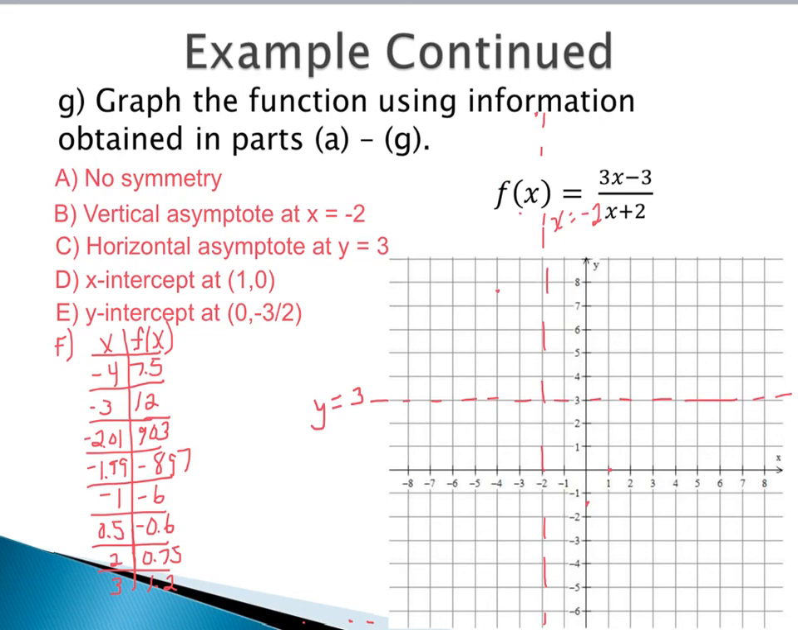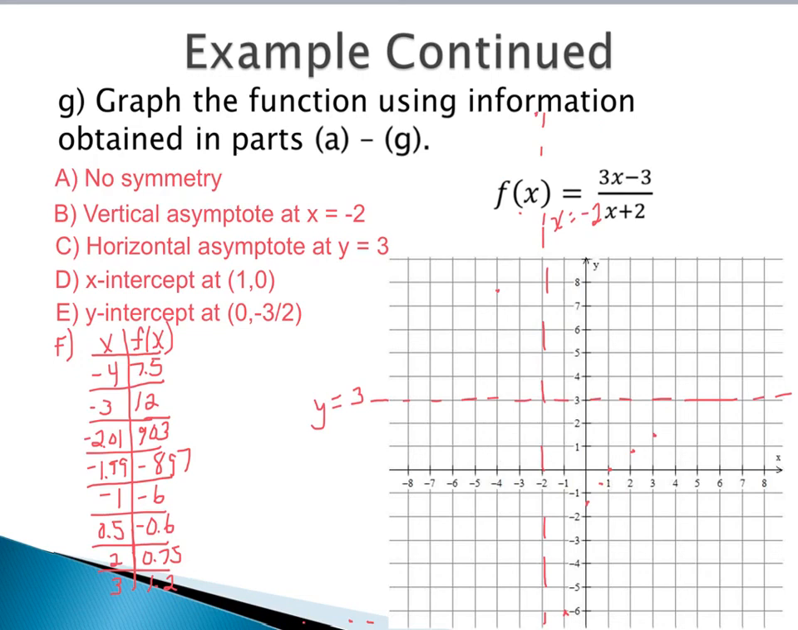Same idea with the -1.99, that's a really small number, so you're going to be way down at the bottom of your graph somewhere. Then for -1, you're going to be at -6. At 0.5, you're going to be at -0.6. And then at 2, you're going to be at 0.75. And then at 3, you're going to be at about 1.2. And then from here, we can see that we have our two parts of the graph.